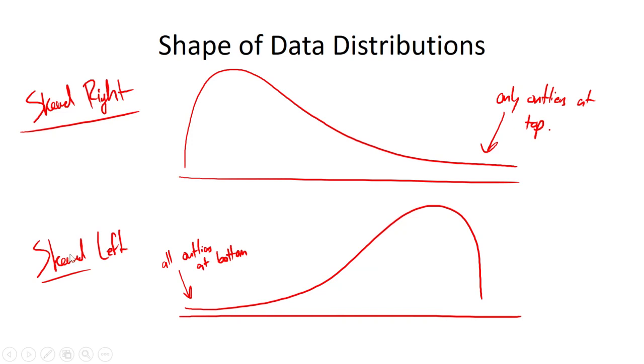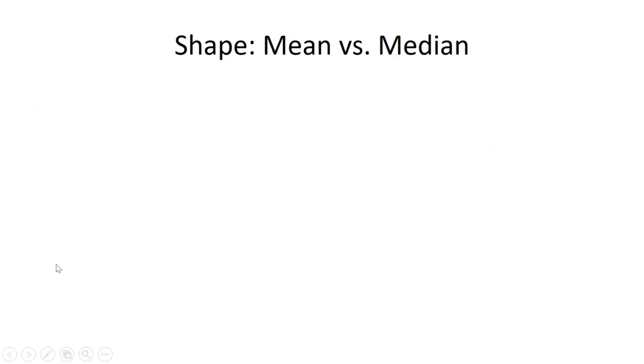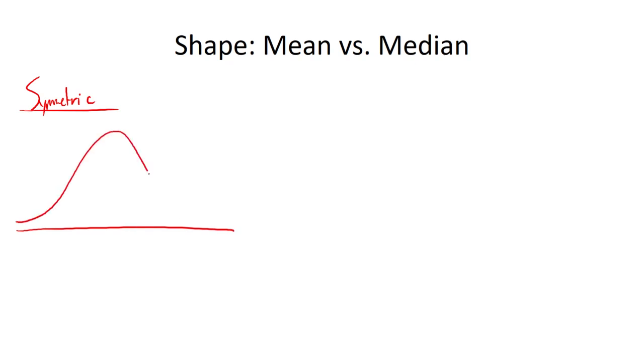So what happens is, because the outliers get out of balance in a skewed distribution, that has a big effect on the mean. I'll draw a couple pictures here. In a symmetric distribution, where your outliers are balanced on both sides, right here in the middle, your mean is going to be essentially more or less equal to your median. They're going to be basically the same.